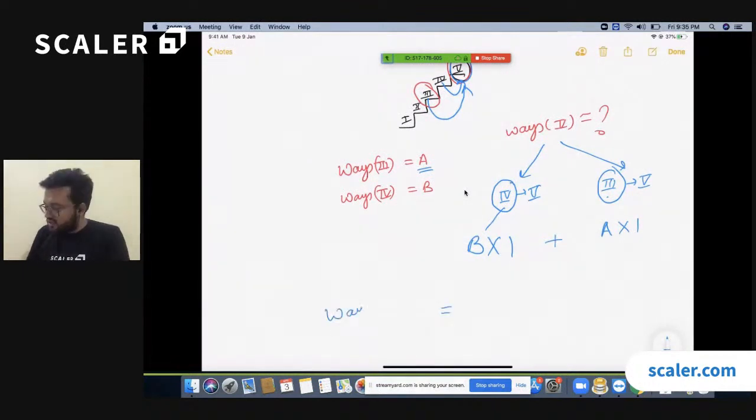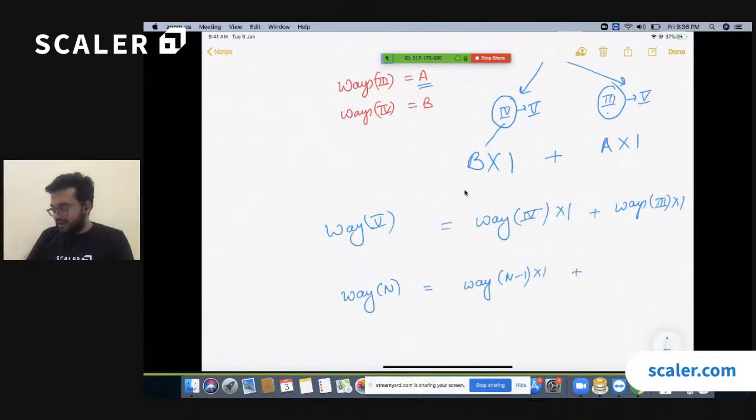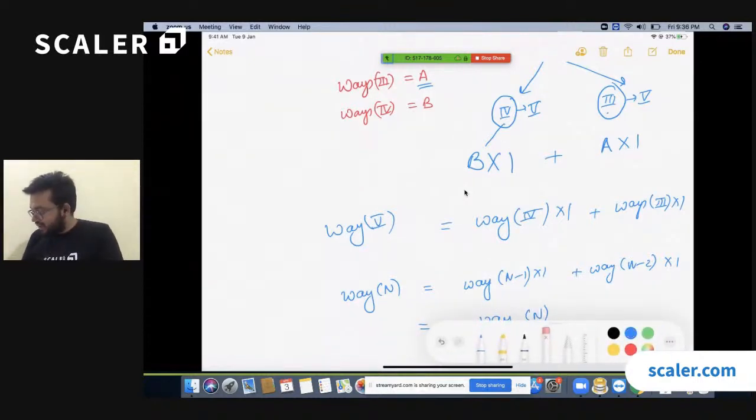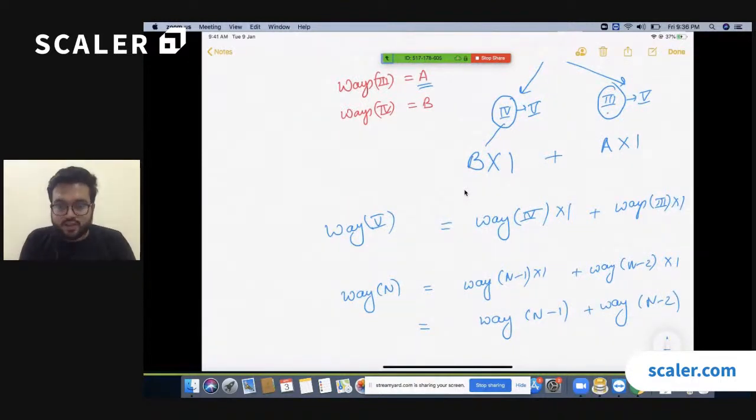So the number of ways to reach the fifth stair from the first stair is the number of ways to reach the fourth stair multiplied by 1 plus the number of ways to reach the third stair multiplied by 1. You can generalize this and say that the number of ways to reach the nth stair is the number of ways to reach the (n minus 1)th stair multiplied by 1 plus the number of ways to reach the (n minus 2)th stair multiplied by 1. Interestingly, this problem mimics the problem that we had for Fibonacci numbers. Does that make sense to everybody?